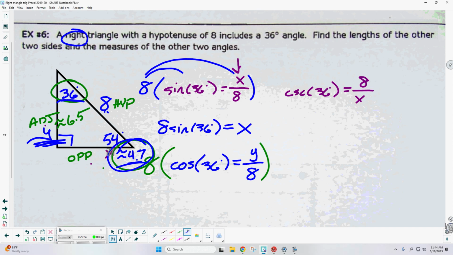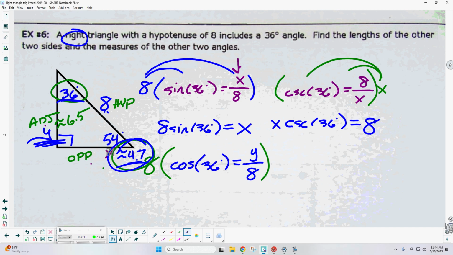So in this case here, I'm still going to start the same way, but in order to get rid of the fraction, I've got to multiply by its denominator, x. Okay. So then this is going to be x times the cosecant of 36 degrees is equal to, the x's cancel, 8. And see, remember, we're trying to isolate the x, so now I have to what? What's the opposite of multiplication? Divide.